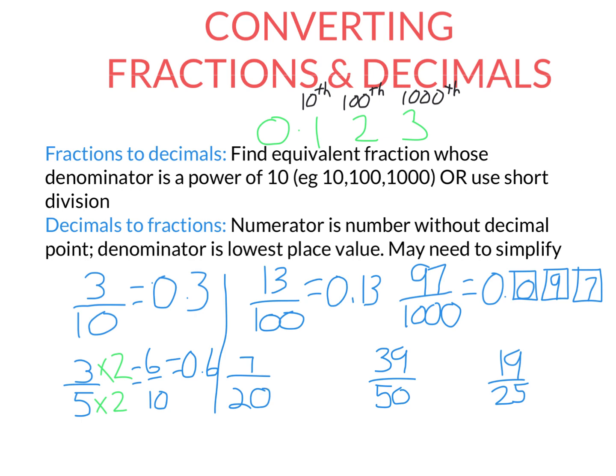Well, I can't make 20 into 10, but I can make it into 100. 20 goes into 100 5 times. Now, what you do to the bottom, you must do to the top. So 7 times 5 gives me 35. 20 times 5 gives 100. So I just end up with 0.35, 35 hundredths. What about 39/50?